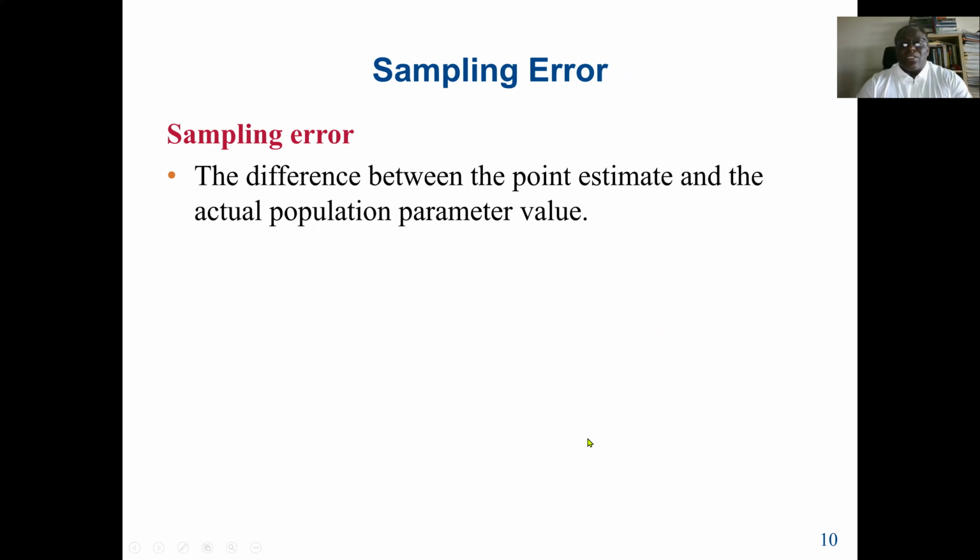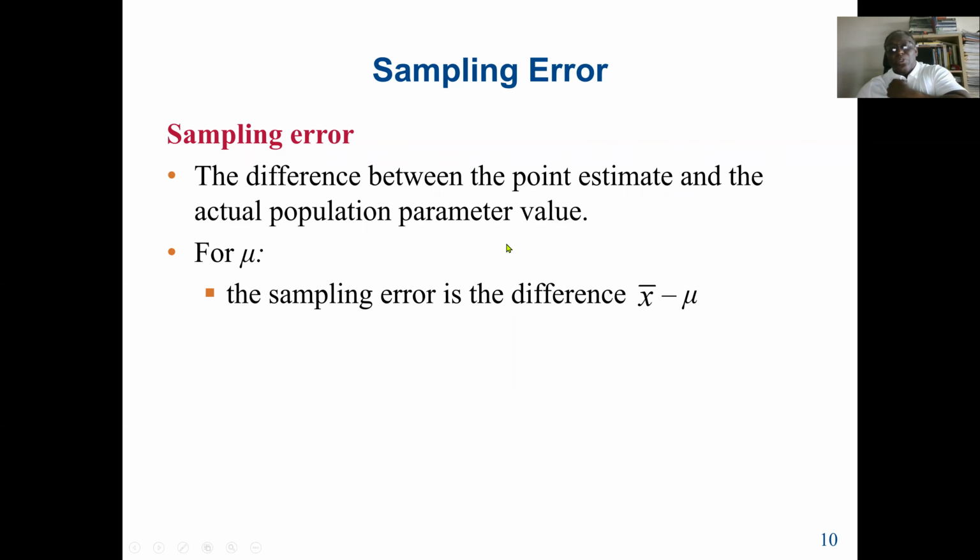So next we move to the sampling error. With the concept of a sampling error, again we are using the sample and applying it to a population. Sampling error means the difference between the point estimate and the actual population parameter value. That's another way of saying it. Sampling error: the difference between the point estimate and the actual population parameter value.